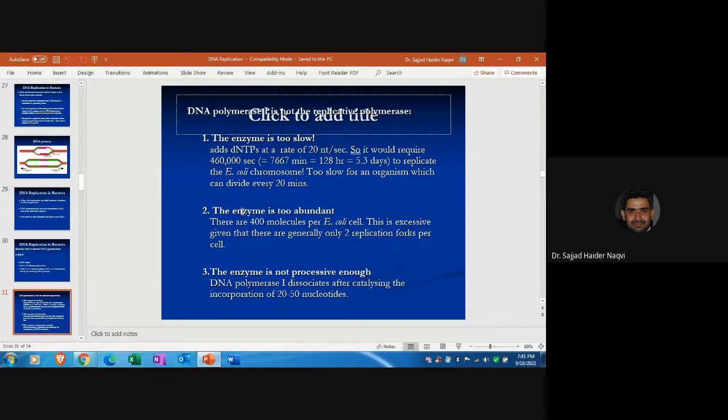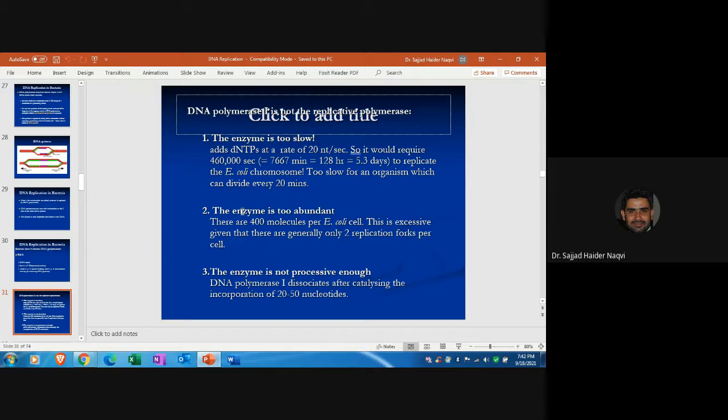So DNA polymerase 1 is actually not the main enzyme, I would say, that does the replicative polymerase job, because of the following factors. Number one, this enzyme is too slow. The speed with which it catalyzes the reaction is very slow. You can see that it adds the dNTPs, the free nucleotides, at a rate of 20 nucleotides per second.